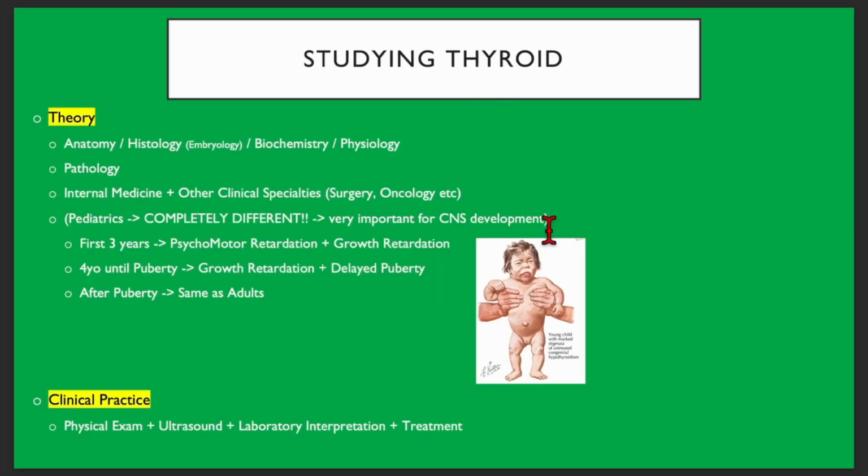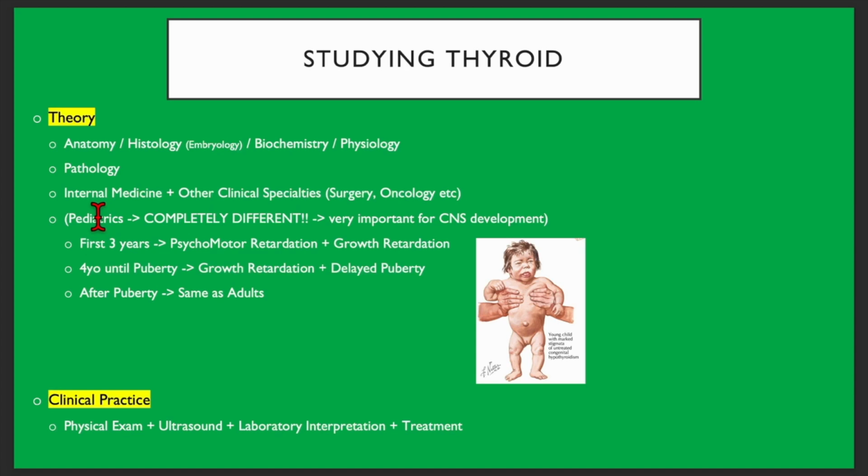Okay, so studying thyroid, I hope you can see my mouse as well. You will start with anatomy, histology, including the embryology of it, and then in the next year, or depending on which faculty you're in, the biochemistry and physiology of it, so you understand how it works. Then you will study pathology in third year, so all the diseases of the thyroid. And finally, you enter the clinical years and you will study internal medicine and other related specialties, for example, surgery, which is a treatment for some of the pathologies, as well as oncology, etc. So you will come up against thyroid in many different specialties, not just internal medicine, not just endocrine.